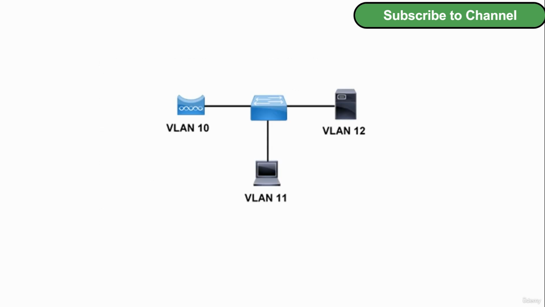So here's a topology. There's a layer 2 switch. This is a wireless access point. Often there's 5 wireless access points, for example. This is VLAN 11. This is a user VLAN, so it's got some desktops. And this is a server VLAN with some servers.